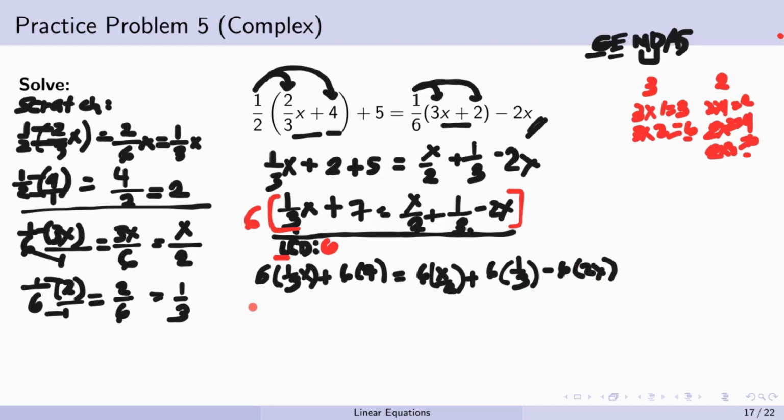Okay, next, let's simplify it one by one. 6 times 1/3 x is equal to 6 over 3, which is equal to 2, then copy x. Plus 6 times 7 is 42, equals 6 times x over 2. So we have 6 divided by 2 is equal to 3, then copy x, we have 3x. Plus 6 times 1/3, so it becomes 6 over 3, which is equal to 2. Then minus 12x.